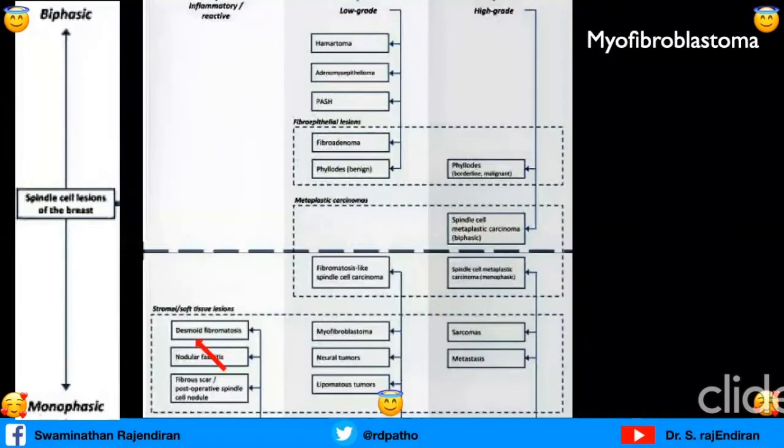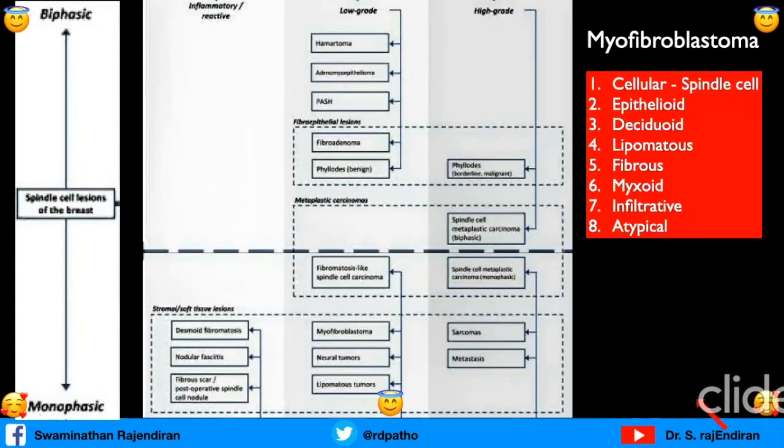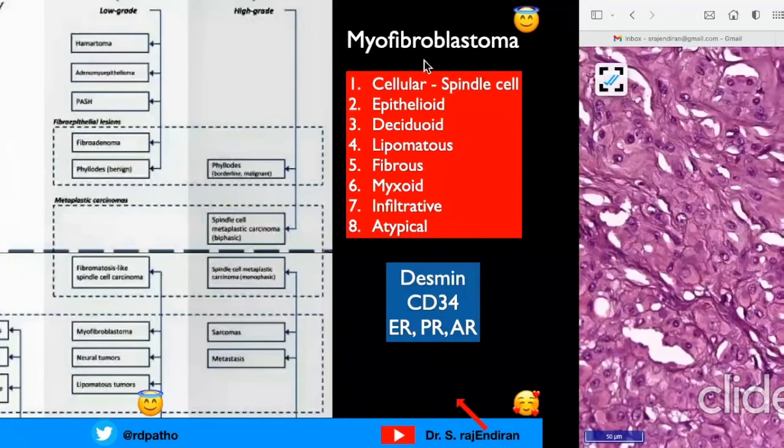When you see monophasic, it can be an inflammatory or reactive condition like desmoid fibromatosis, nodular fasciitis, or fibrous scar. In the low grade, it is myofibroblastoma, neural tumors, or lipoma. In the high grade, again, monophasic spindle cell or metaplastic carcinoma, or sarcoma, or mets from some other organ. Take a snap of this. This is what you have to remember on how to approach a spindle cell lesion in the breast. And in myofibroblastoma, there are 8 types, and they will be positive for desmin, CD34, ER, PR, and androgen receptor.